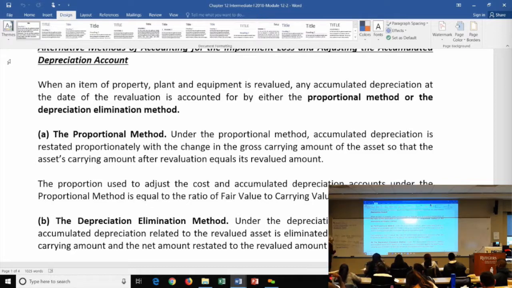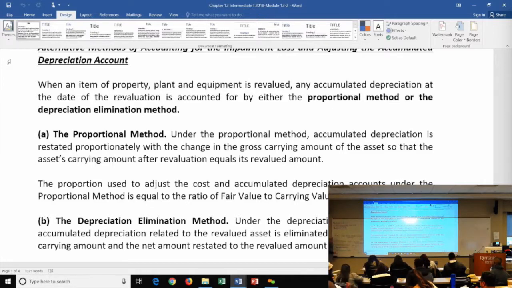And we've got upward, and they call them upward and downward revaluations. I'm going to show you some of the accounting right now. Now, the two methods that you can use in a revaluation model is proportional method.